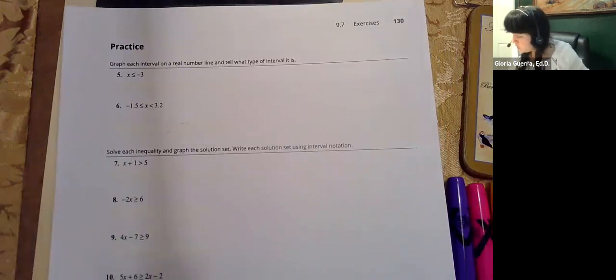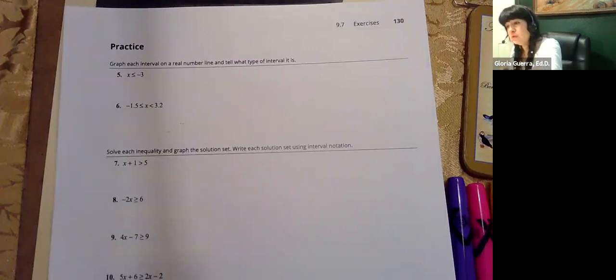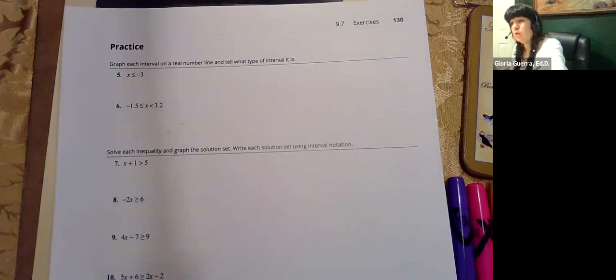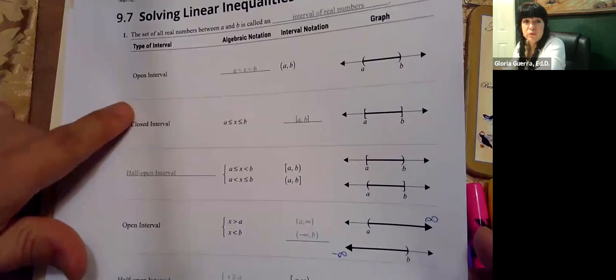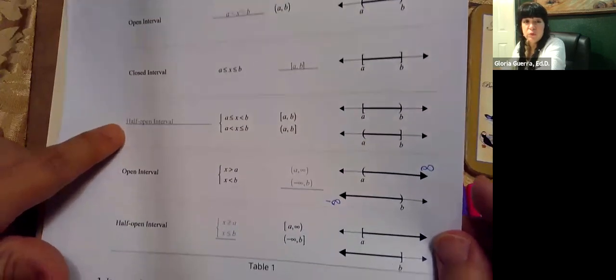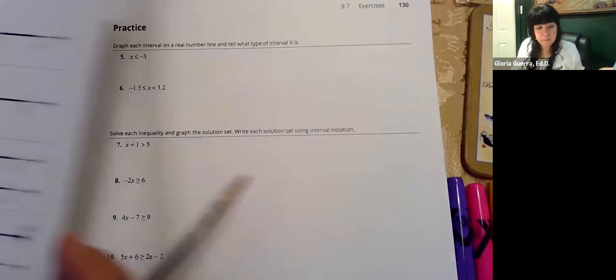It says graph each interval on a real number line and then tell what type of interval it is. I guess I could go back to that sheet that had all those intervals. I don't always do that. I guess I could go back to this after we're done and see which type of interval it is. Is it an open interval, closed interval, half open interval? That's what they're asking.